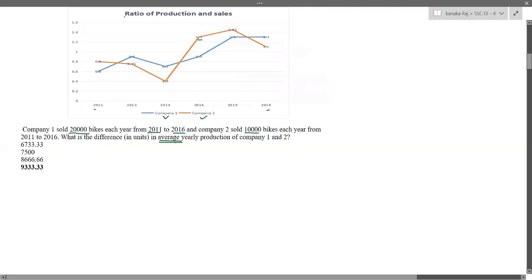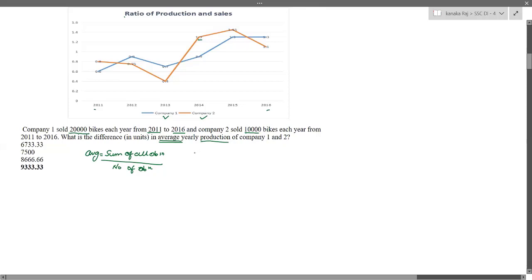Now, how do we find the average? We know the formula for average. Average is equal to sum of all observations divided by number of observations. Now, how do we get the sum of all observations? What sum do we want here? We need the production, the sum of productions. So how do we get the production here?